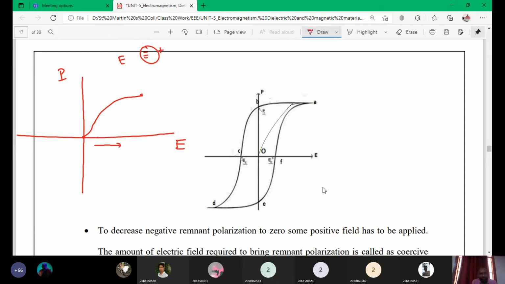All charges are separated like this, because you have given the maximum electric field. With this maximum electric field, all charges are separated in an atom. There is no more charge left in the atom. So this is what saturation polarization means.